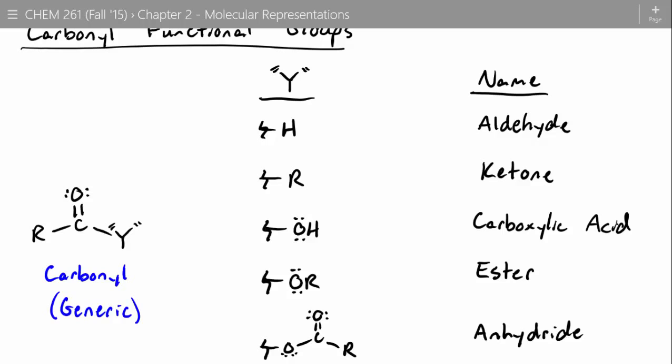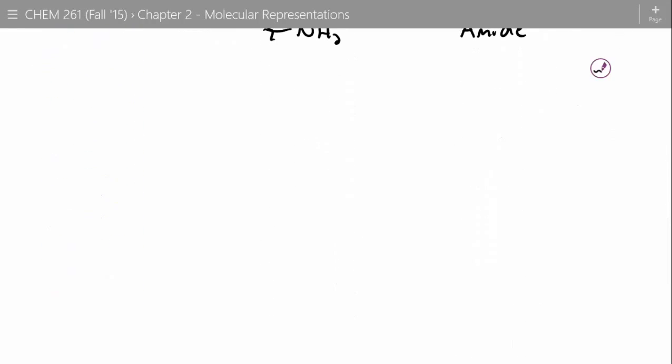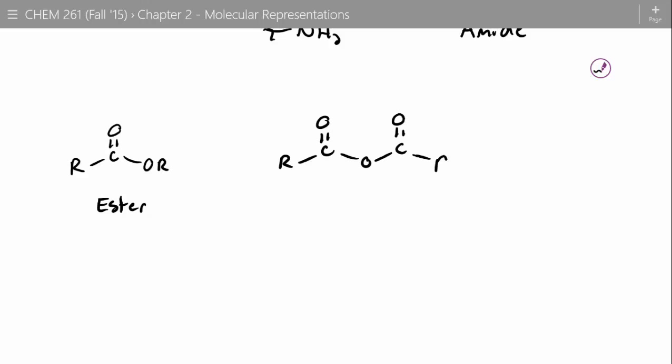What's the difference between an ester and an anhydride? Yeah, so let's compare that down here. So an ester would look like this. An anhydride would look like that. So an anhydride has a second carbonyl group coming off that other side. Yep, good question.